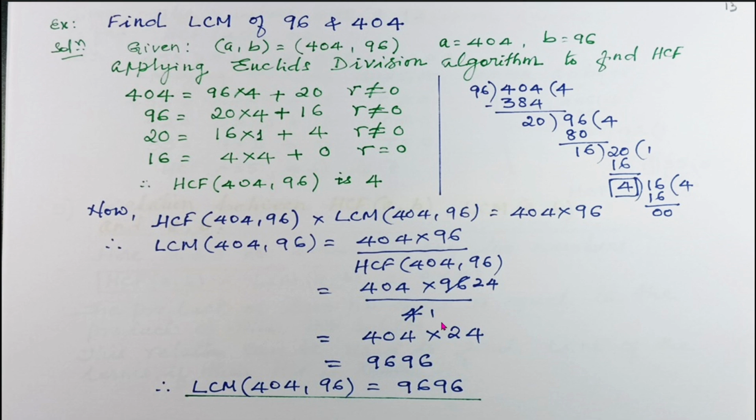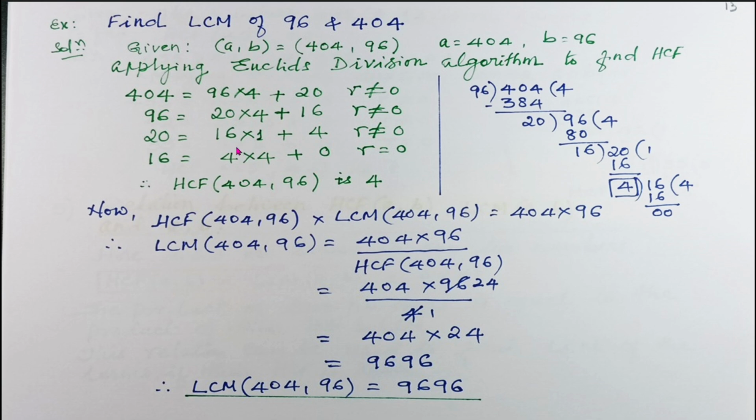So let us understand this by an example. Now to find the LCM of 96 and 404, let us first find out its HCF by the Euclid division algorithm. So 404 is equal to 96 into 4 plus 20, R is not equal to 0. Apply the Euclid division lemma the second time. So 96 becomes the dividend here, 20 becomes the divisor. 96 is equal to 20 into 4 plus 16, again R is not equal to 0. Take 20 as the dividend, 16 as the divisor. 20 is equal to 16 into 1 plus 4, R is not equal to 0. Again take 16 as the dividend and 4 as the divisor. 16 is equal to 4 into 4 plus 0, R is equal to 0, therefore the HCF is 4.